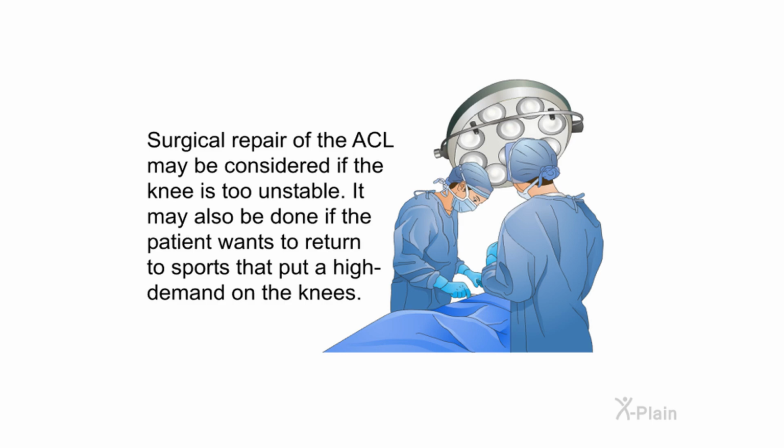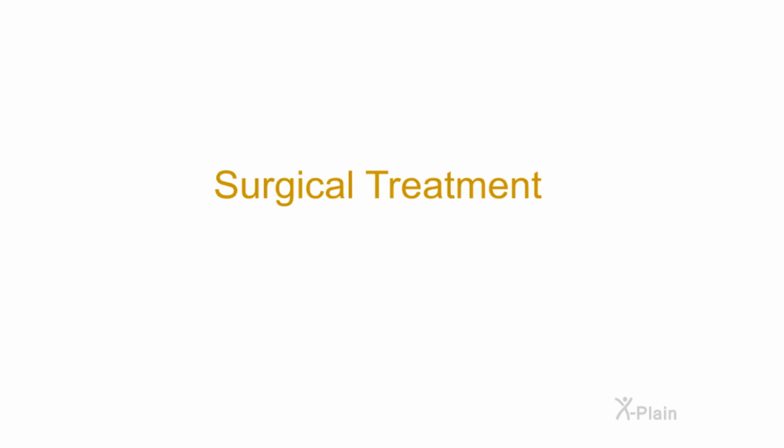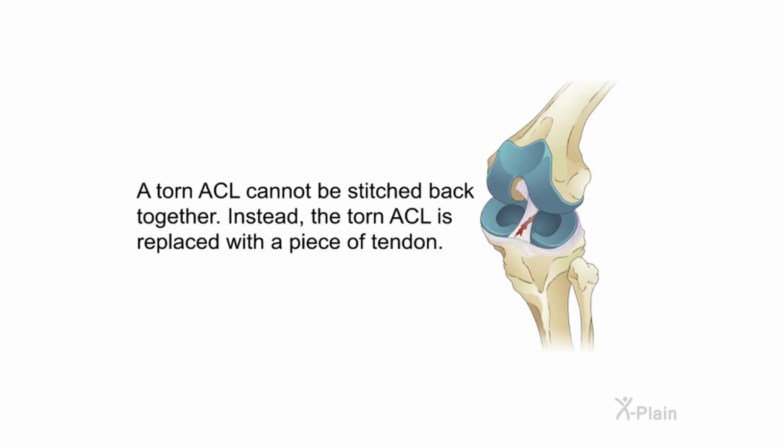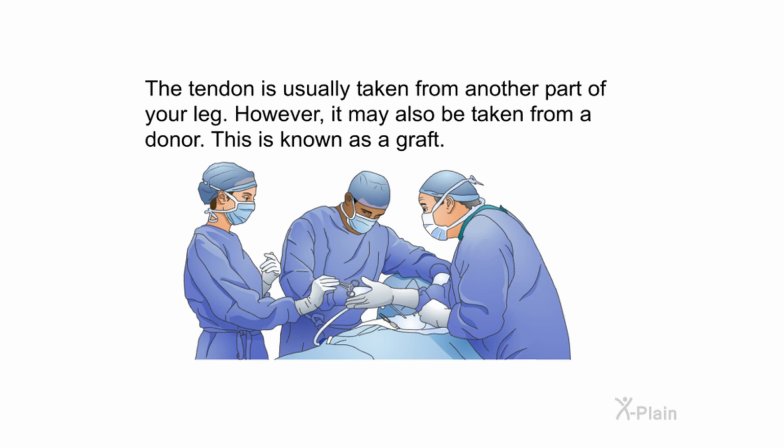Surgical repair of the ACL may be considered if the knee is too unstable. It may also be done if the patient wants to return to sports that put a high demand on the knees. Surgical treatment. A torn ACL cannot be stitched back together. Instead, the torn ACL is replaced with a piece of tendon. The tendon is usually taken from another part of your leg. However, it may also be taken from a donor. This is known as a graft.